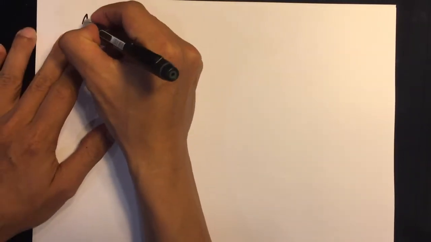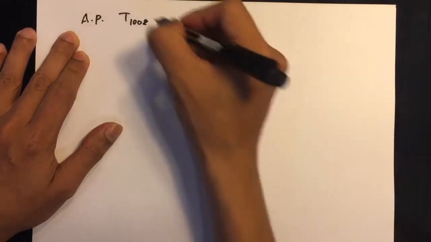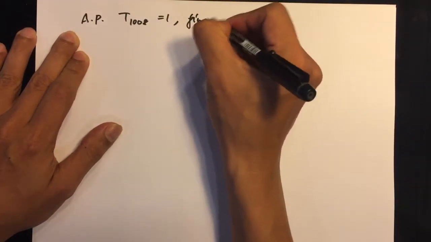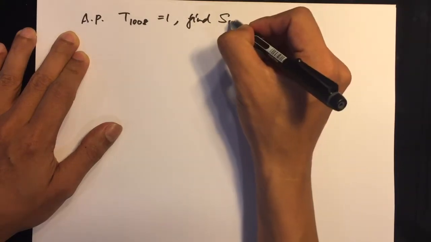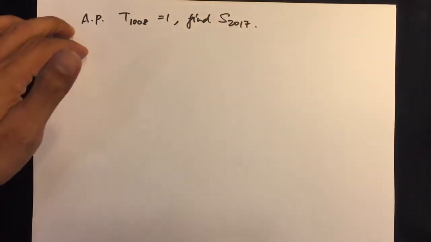Okay, today we're going to have a tricky one. Again, given it's an arithmetic progression, and given that the 1008th term is equal to 1, find the sum to 2017. Okay, that's it.